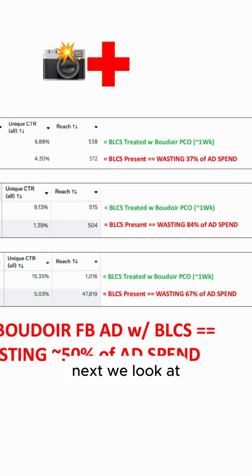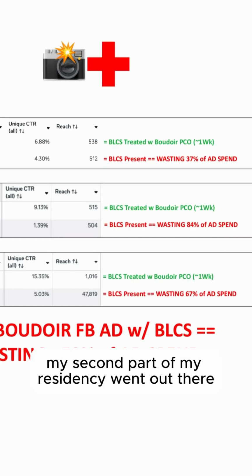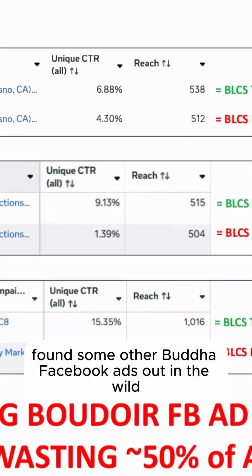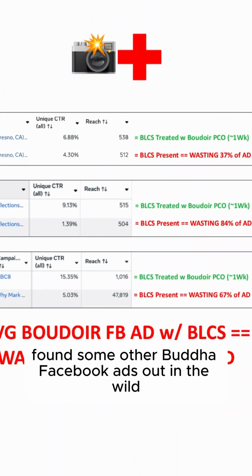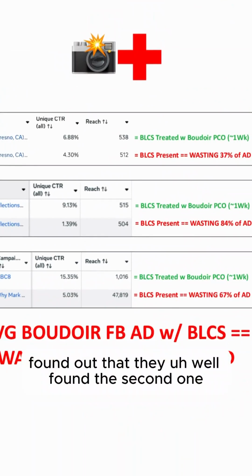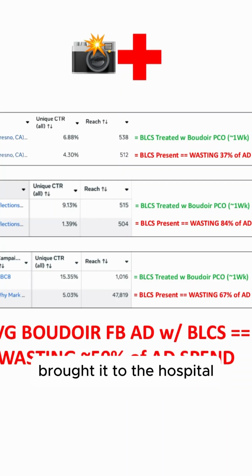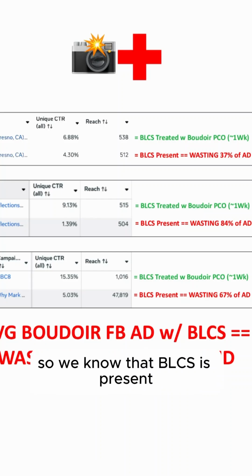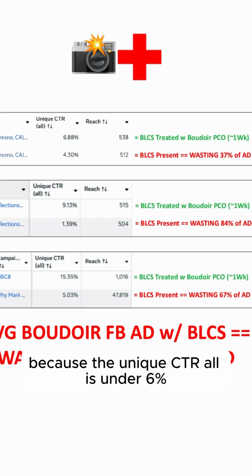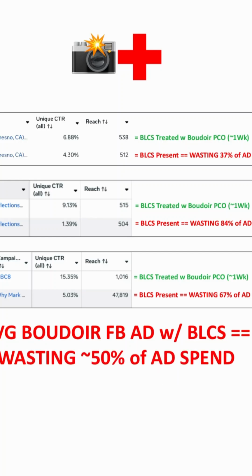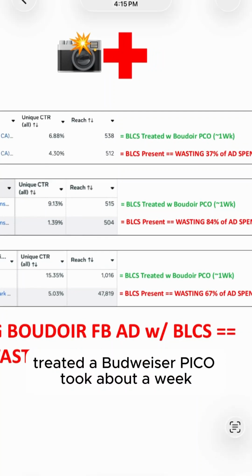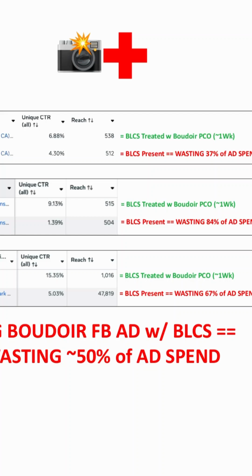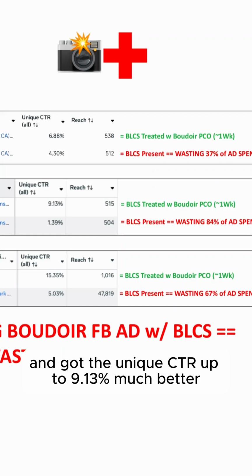All right, next, we look at the second part of my residency. I went out there, found some other Boudoir Facebook ads out in the wild. I found the second one, brought it to the hospital, tested it, and found its unique CTR was 1.39%. Okay, so we know that BLCS is present because the unique CTR is under 6%. So I duplicated it, treated it with Boudoir Pico, took about a week, and got the unique CTR up to 9.13%, much better.